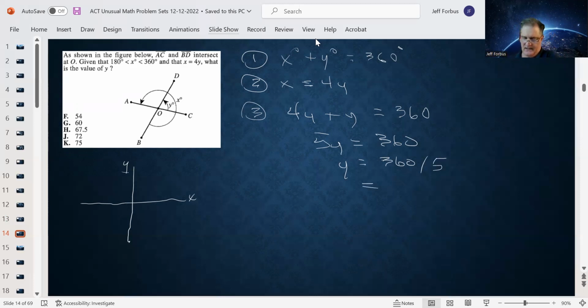Do our math. Y is equal to 360 divided by 5. So 7 times 5 is 35. 6 minus 5 is 1. Bring down the 0. So 72 degrees. Y is equal to 72 degrees. Therefore, answer choice J.